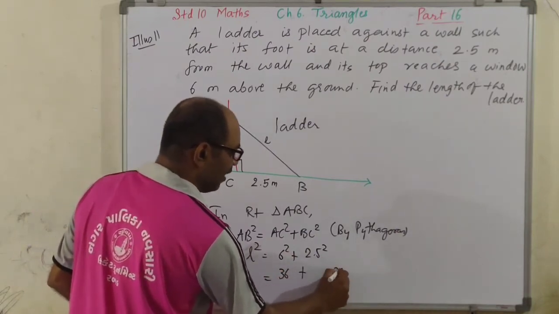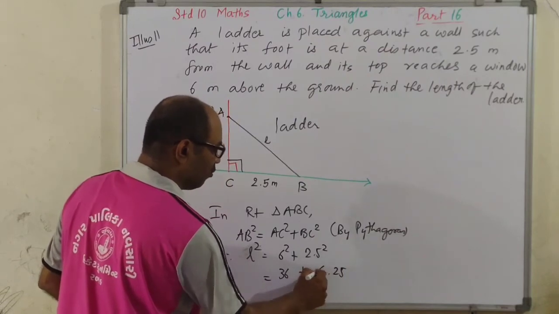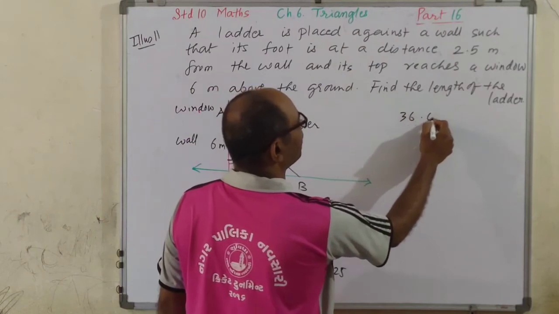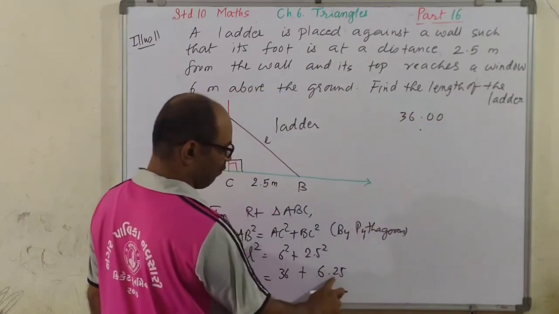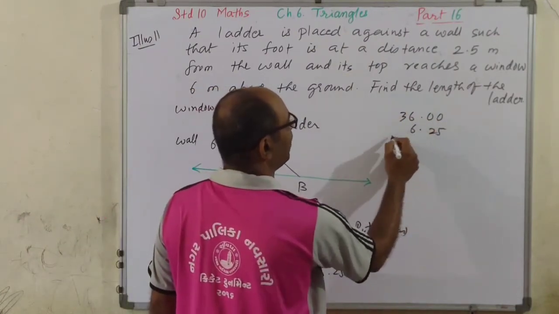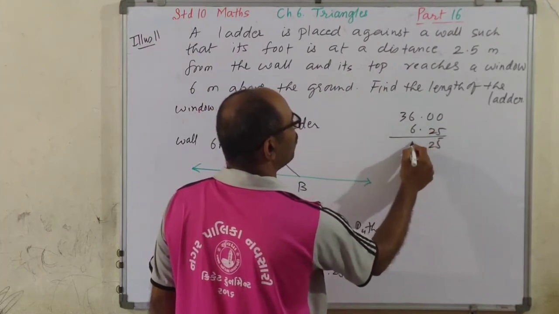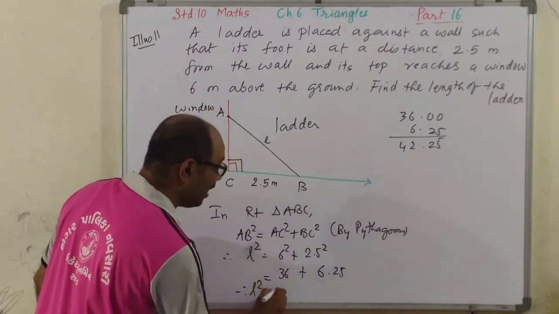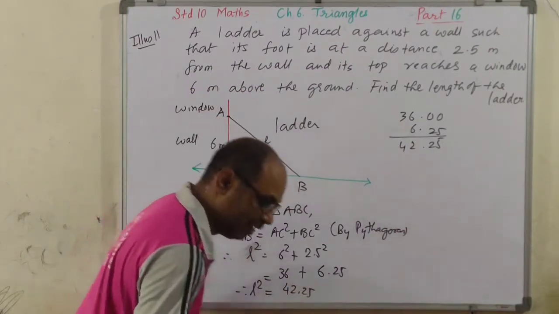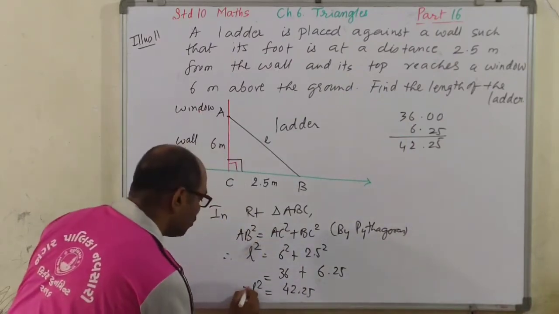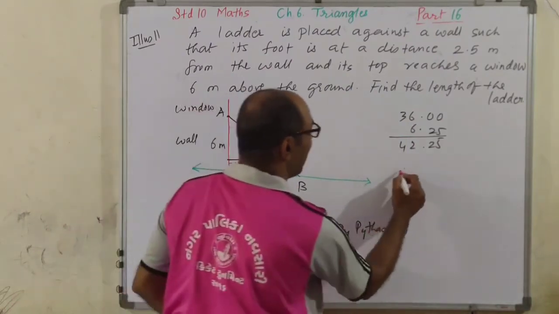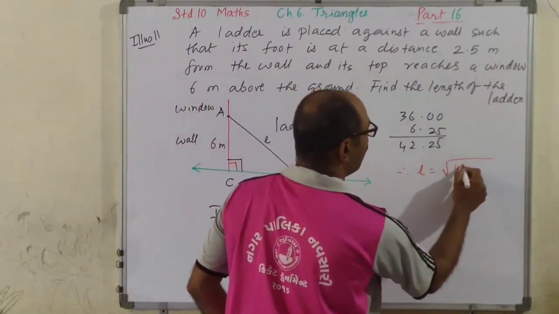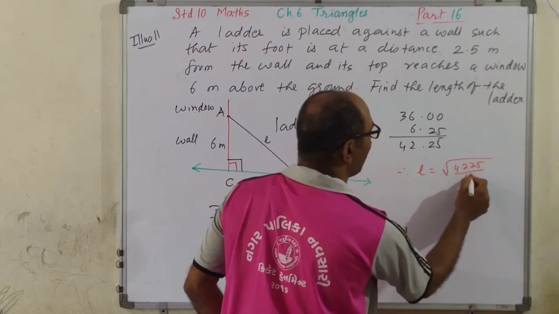2.5 square: 5 square is 25, 3 twos are 6, it is 6.25. I'll add 36.00, point below point. After the point is 2, 5. Before the point is 6, 5, 2, 2, 4. So therefore, L square is equal to 42.25. Taking square root on both sides, square root of L square equals this. Therefore, L is equal to square root of 4225 upon 100.